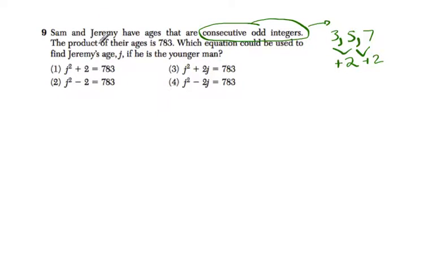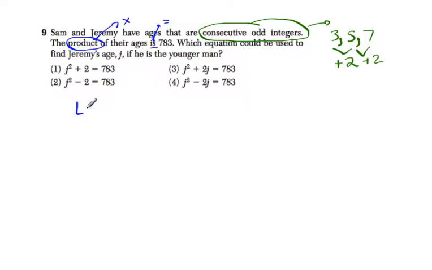Now in the second sentence, this is where our equation is going to take shape. It says the product. Okay, so product, as we know, is multiplication of their ages, so we're going to label those in a second. The word is, in math, tells us to set them equal to each other, and 783. And it says Jeremy is J, and he's the younger man in this scenario.